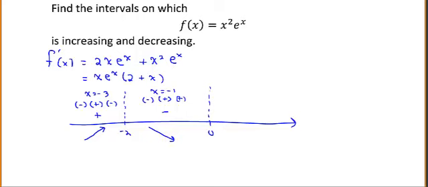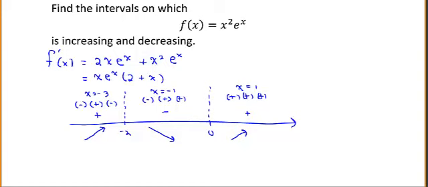And finally, out here, if we go to this part of the number line, say x is 1. If x is 1, x is positive. The next factor, e to the x, is always positive. And the final factor, 2 plus x, is 2 plus 1, which is positive. And so the whole thing is positive. We must be increasing again.